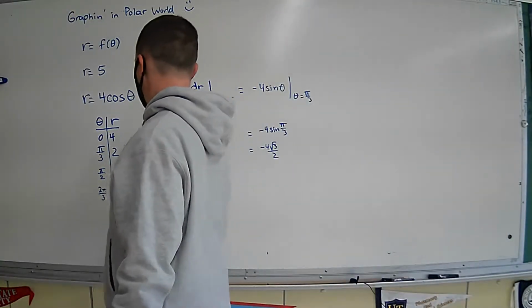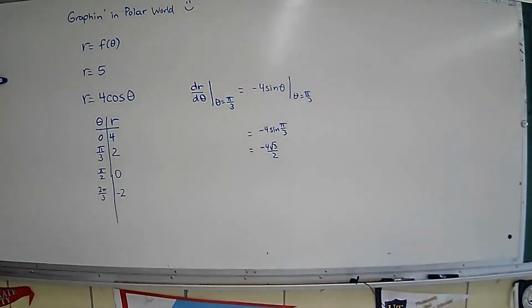If theta equals 2 pi over 3, if we actually plugged in 2 pi over 3, we're going to get -2 there. R is -2. So here's 2 pi over 3. So we're at -2, which means we're right there. Okay?